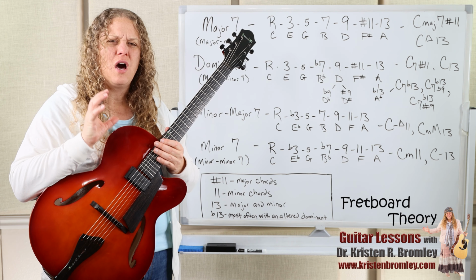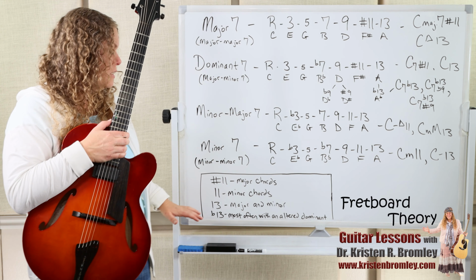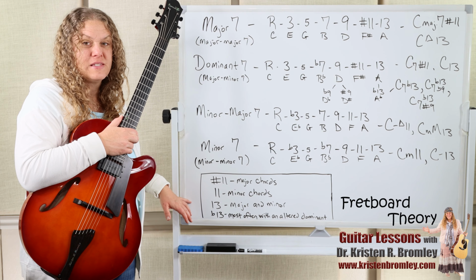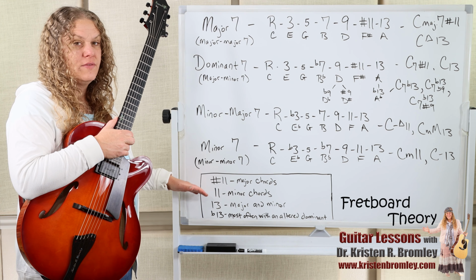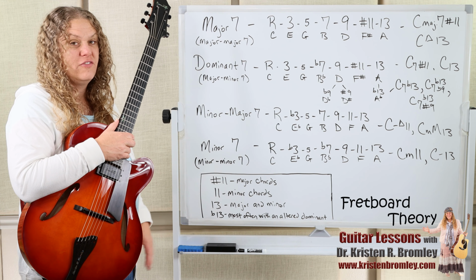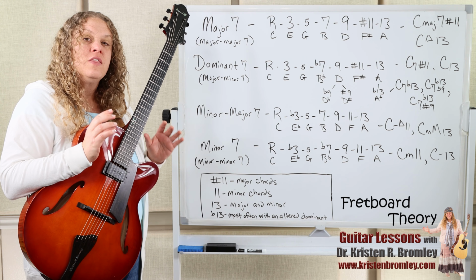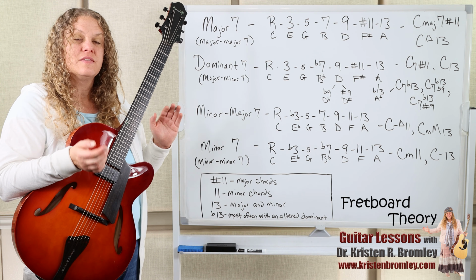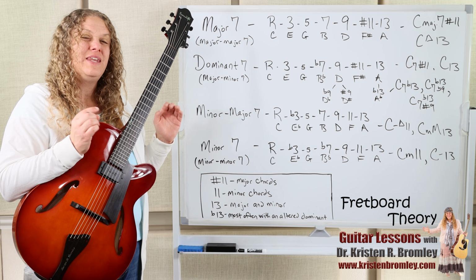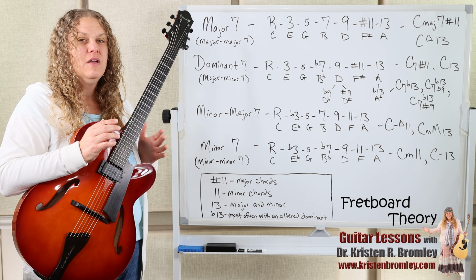So let's look at the most common ways these are used. I do have down here on the bottom of the board, if it helps to see that visual, we have the sharp 11, the natural 11, the 13, and the flat 13. So the sharp 11 works best against the major 3rd. The natural 11 creates a half step there, doesn't work as well.